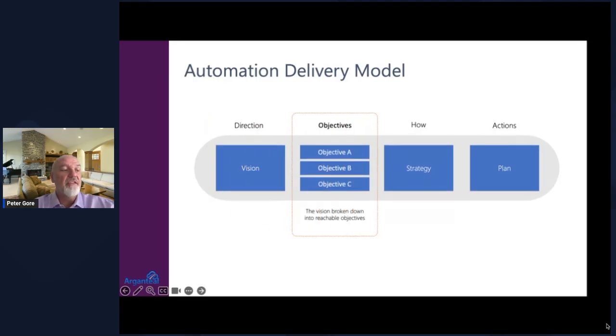So from an objectives perspective, what are my overall objectives, right? So we break those down based on the vision that we're looking for, and how do we handle that as we move forwards, right?